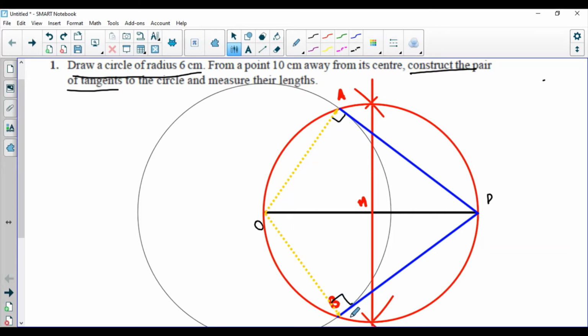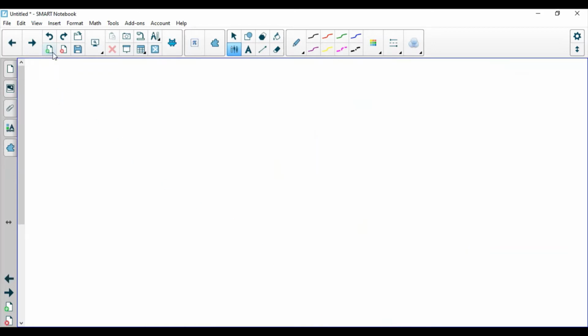OA and OB are the radius of the big circle, big circle means black circle. Okay, so if one line, that is a radius, is meeting line PA at a right angle, that means PA should be a tangent and PB should be a tangent, isn't it? So that must be our justification.